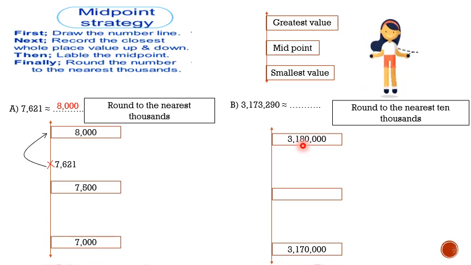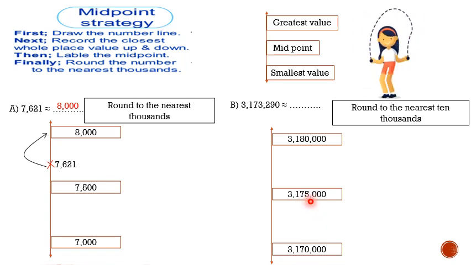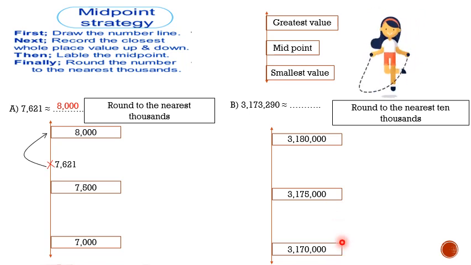8 in 10,000, so it will be 3,180,000. The midpoint between these two numbers, how can I get it if I don't know how to get my midpoint? The first zero you put here, just instead of it, put 5. So it will be 3,175,000. This is how I get my midpoint.